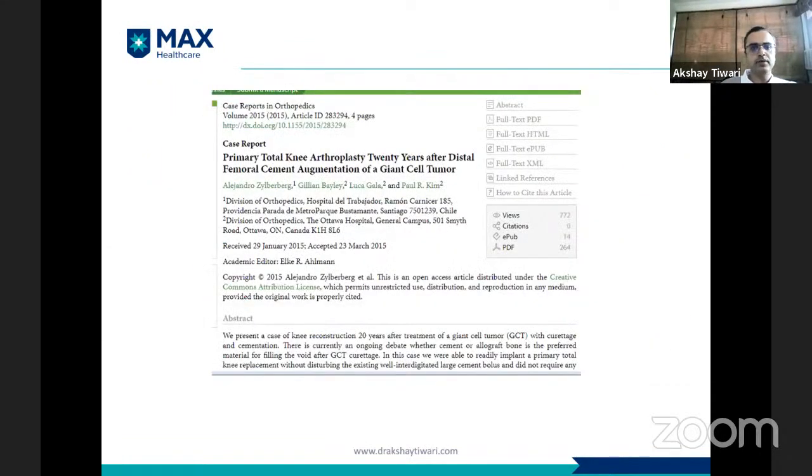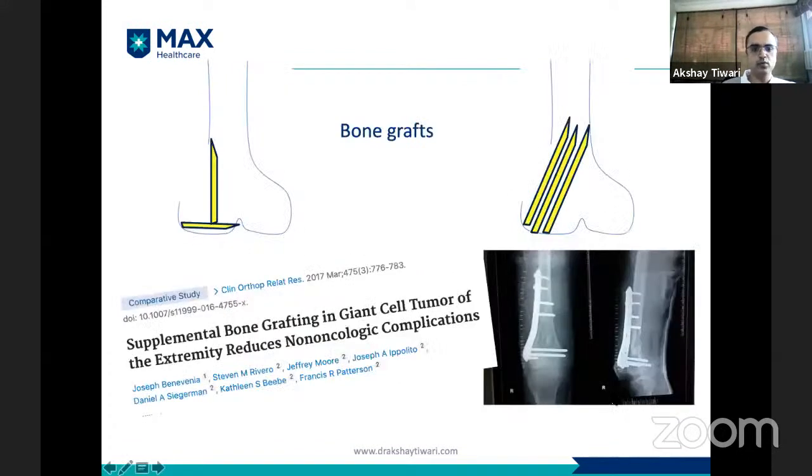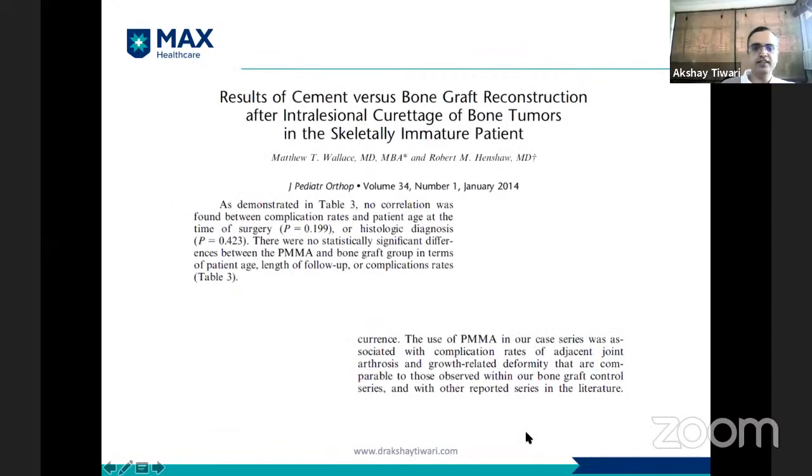Again, the ease of doing a primary total knee arthroplasty after cementing has been a concern, but that also has been disproved by workers. But at the same time, bone grafts will continue to have their own proponents. It's biological, it can remodel, get incorporated very easily. And this study as late as 2017 again shows that supplemental bone grafting will actually reduce the non-oncological complications. And this needs to be kept in mind while discussing the options with the patient.